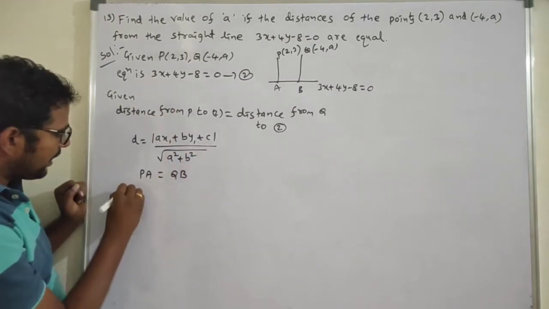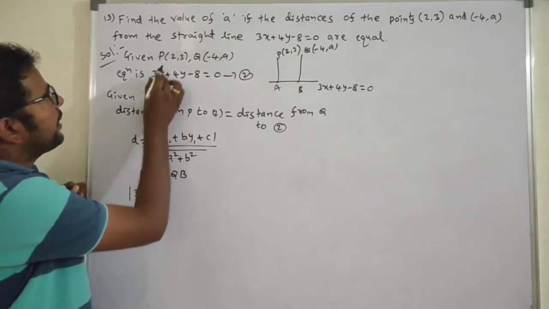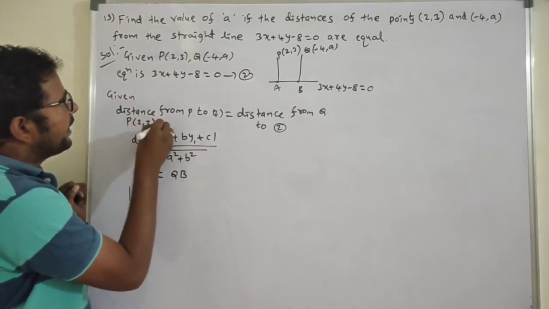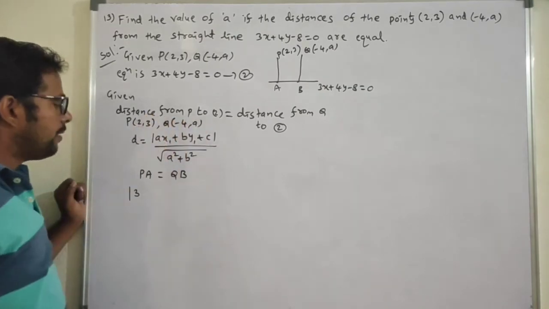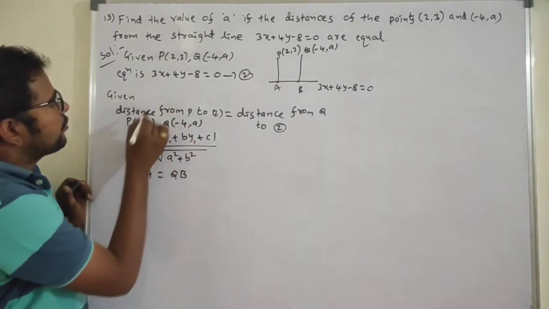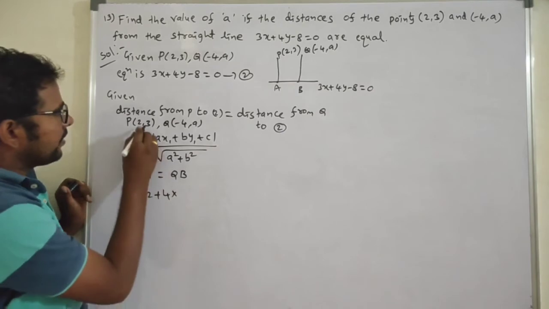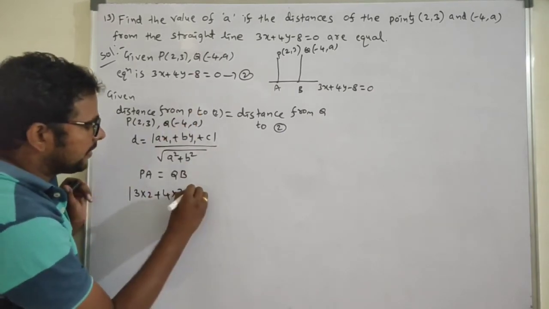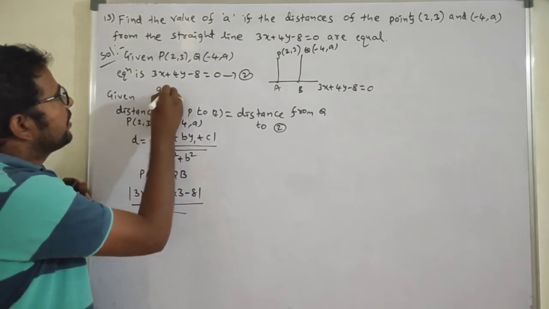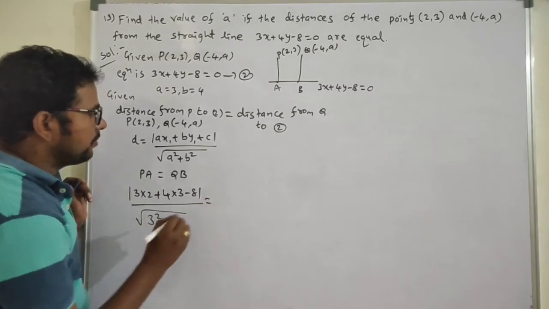So what is the equation? Modulus of 3x1 plus 4y1 minus 8 by root over a square plus b square. P point is (2, 3) and Q point is (-4, a). For P, 3x1 means 3 into 2, plus 4 into 3, minus 8, by root over a square plus b square. From the equation, a is equal to 3, b is equal to 4, so root over 3 square plus 4 square is the RHS.